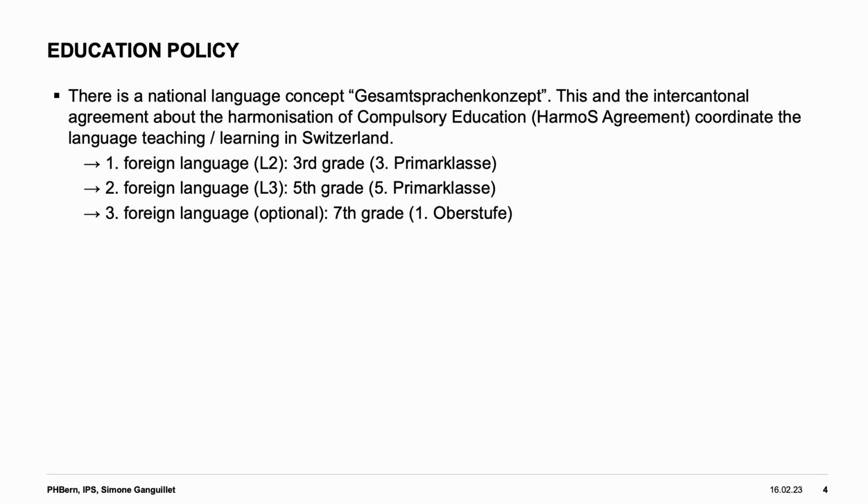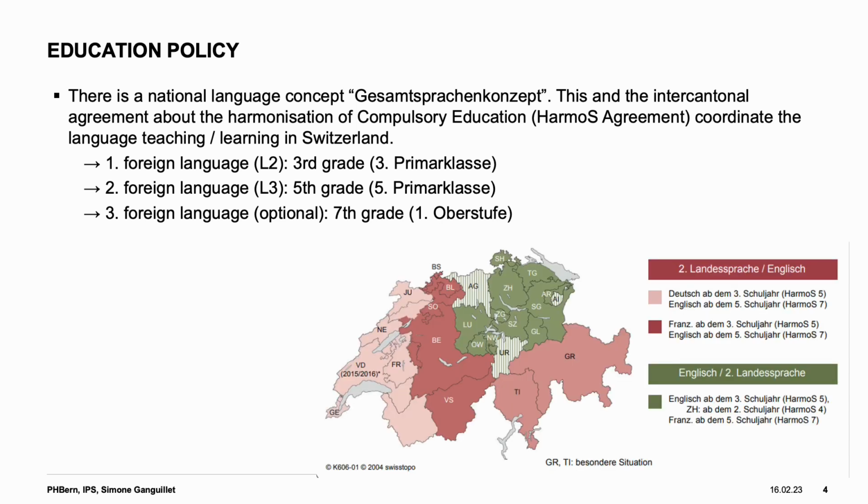The Gesamtsprachenkonzept and the Harmos Agreement coordinate the language learning and teaching in Switzerland. For instance, the first foreign language is taught in grade 3. This is when children are about 8 to 9 years old. The second foreign language is taught in grade 5, and depending on the canton or the region, there are other languages being taught. Let's have a closer look at that.